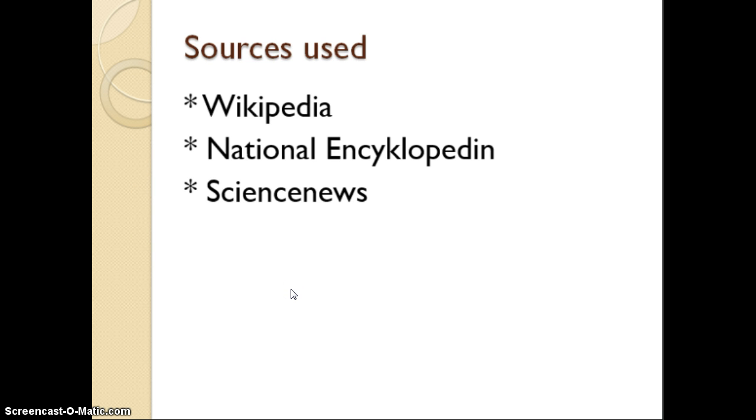Sources used. The sources used were Wikipedia, Nationalencyklopedin, and Science News. They all had a lot of information about anorexia nervosa. They also seemed like interesting sites to analyze.